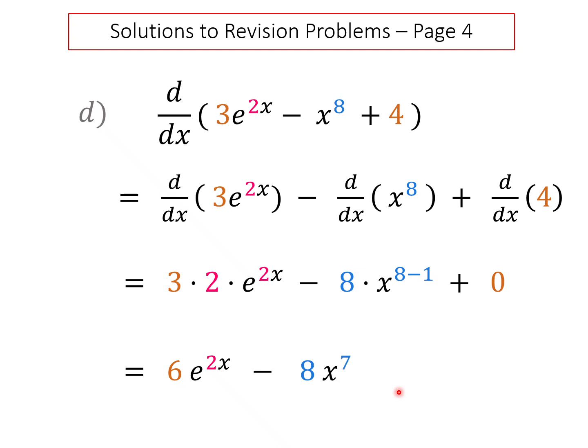So the final answer is 3 into 2 is 6 here, e to the power 2x minus 8 x to the power 7, and this is 0.